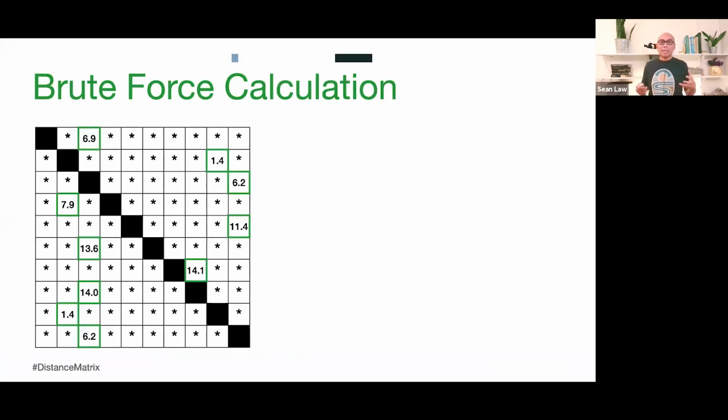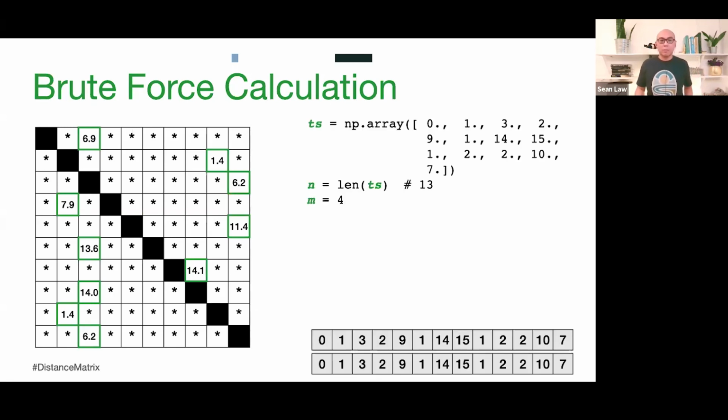If we were to naively approach this and perform the brute force calculation to compute this full distance matrix, we can do this in Python. At the bottom, we have our time series. I've just repeated it twice like I did before. TS are these same 13 data points that we have down here. N is our total time series length. M is the subsequence length that we desire.